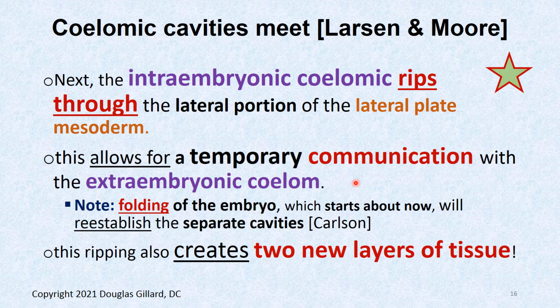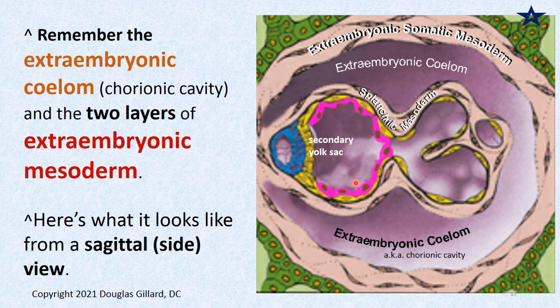So what happens next? Our little cavity in the lateral plate mesoderm keeps on developing, and actually rips right out and communicates with the extraembryonic coelom, or chorionic cavity, whichever you like there. And because it rips, now we have 2 new layers that actually match the extraembryonic mesoderm. Remember the extraembryonic coelom, or the chorionic cavity, way back in week 3 or 4, we talked about how the extraembryonic mesoderm was split by this same deal. But now we have mesoderm right here. This cavity is going to sink right in here and meet the lateral plate mesoderm. I'll show you what I mean.